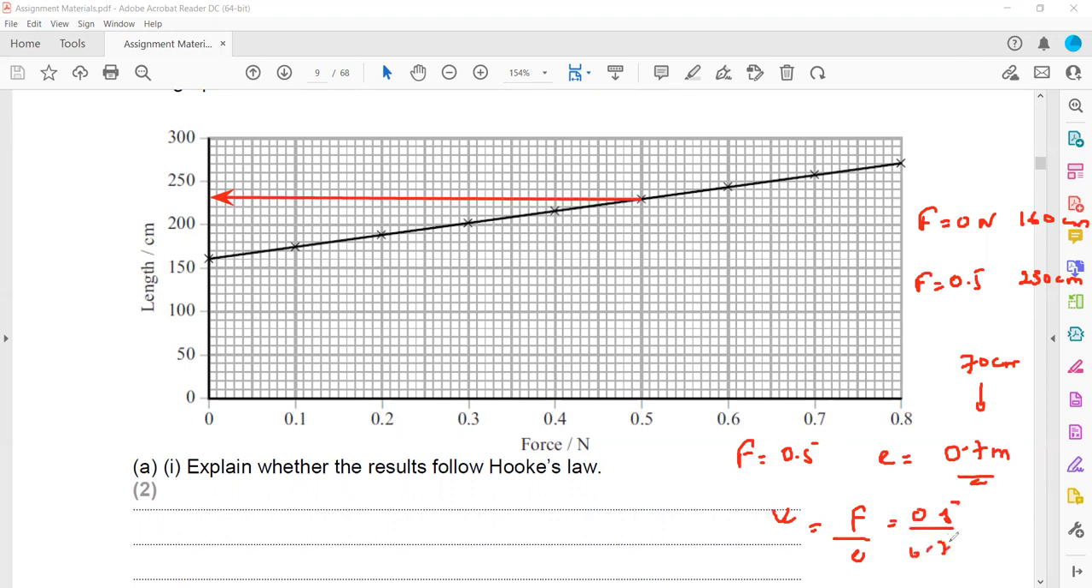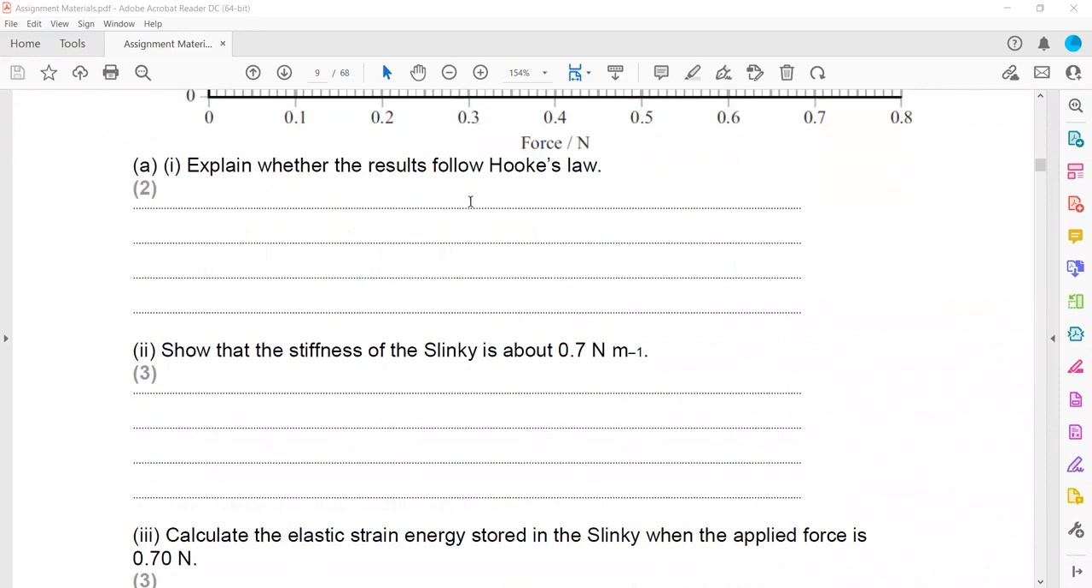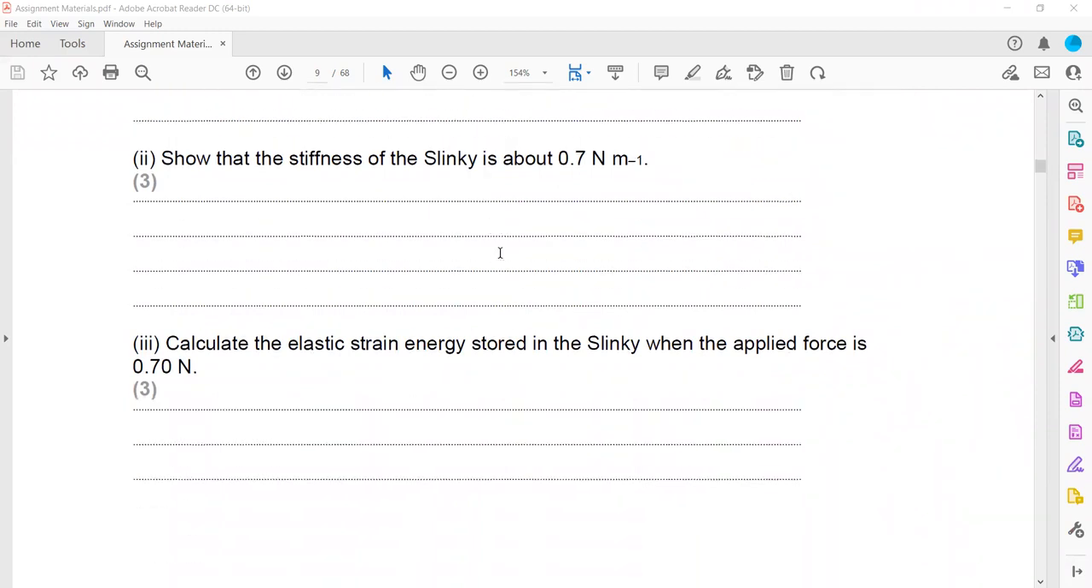So 0.5 divided by 0.7 will give us 0.71 Newton per meter. So that was the question itself, that we have to show that the stiffness of the spring is about 0.7 Newton. Calculate the elastic strain energy stored in the slinky when the force is applied.